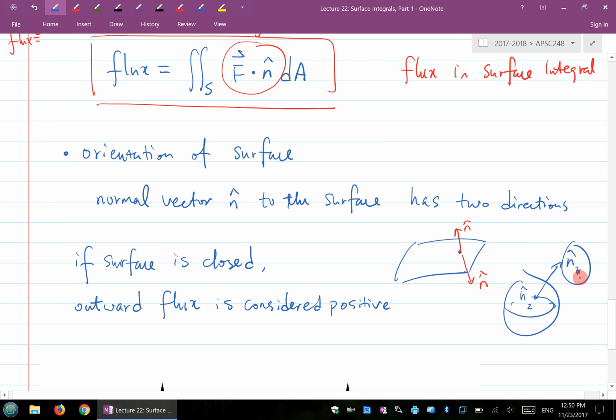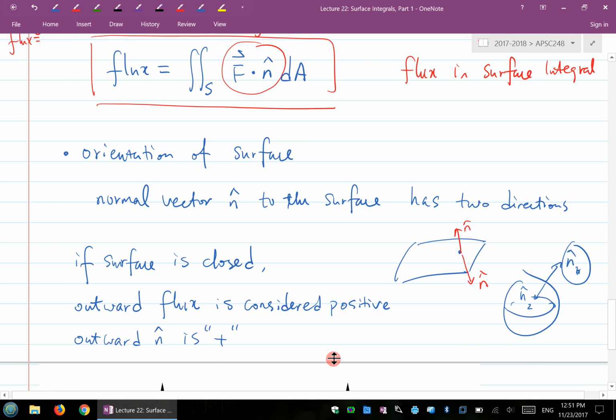You only have two choices basically. If you pick the wrong n hat, then your result is just the negative of the other direction's result. But technically, it's completely different. It's wrong. So that's basically what orientation is here. You can see the outward n hat is positive. It's another way of saying this.